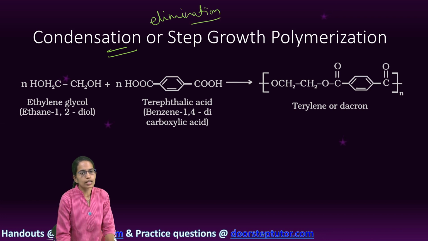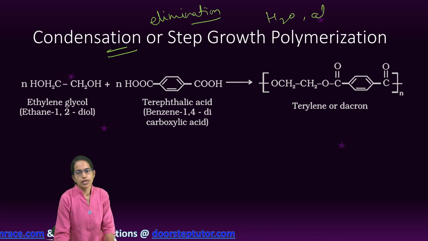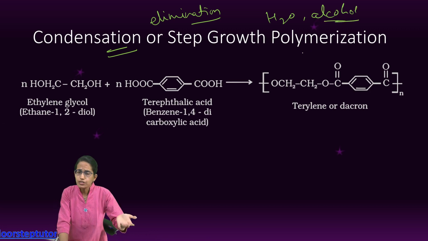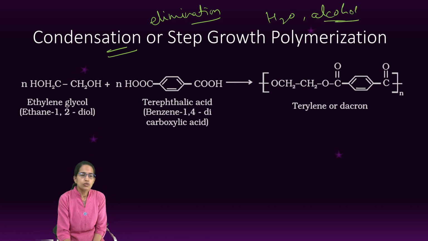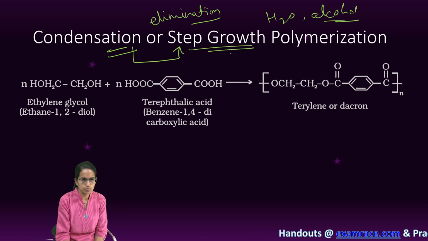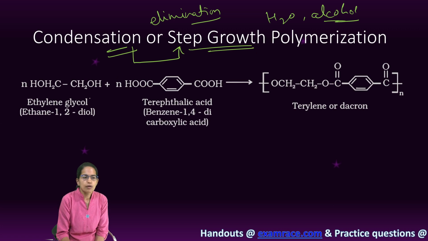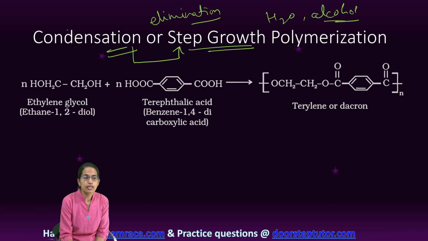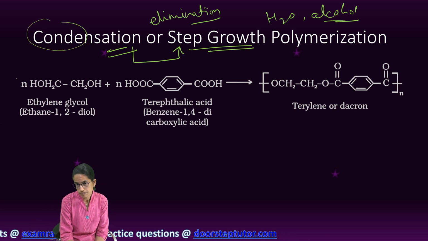What could be eliminated? It could be water, it could be alcohol, it could be a very simple molecule, for example hydrogen chloride or something like that. So this process of condensation reaction is also known as the step growth process. Now let's talk about a very simple example of condensation. If the same units are being repeated again, we also call this the process of self-condensation.